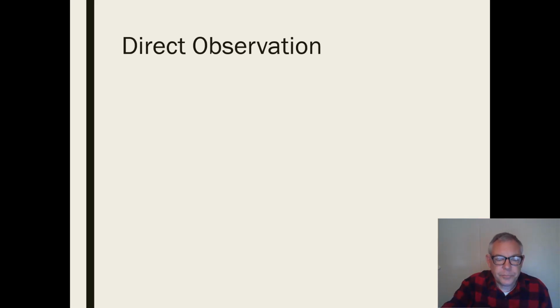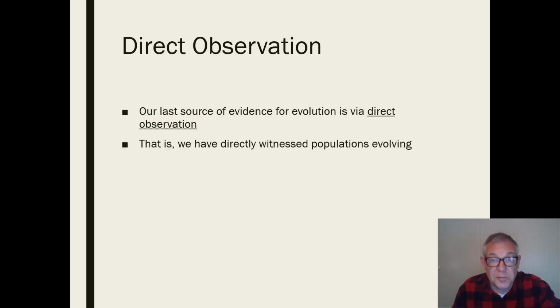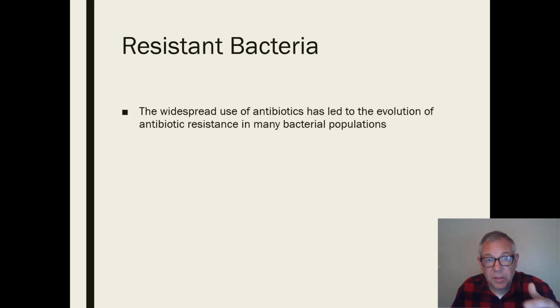Okay, so the last type of evidence that we're going to talk about is direct observation. It's what it sounds like. We have directly observed populations evolving. And there are lots of examples of this. I'm just going to give you a few to touch upon. But there are many examples where we've seen organisms evolve.